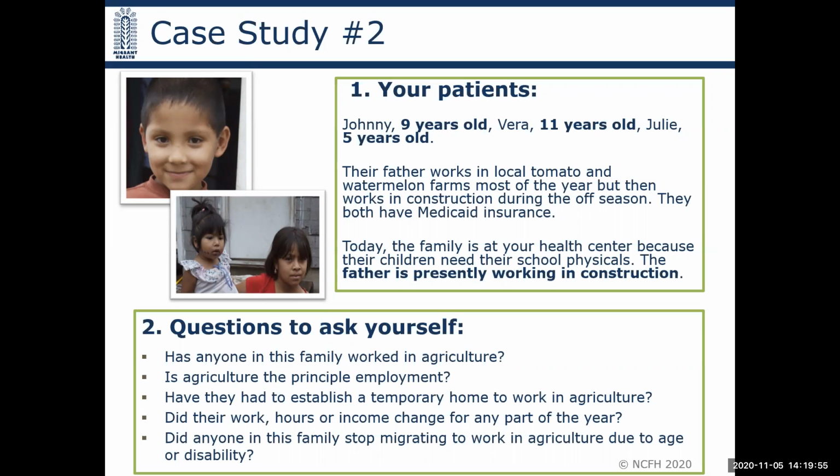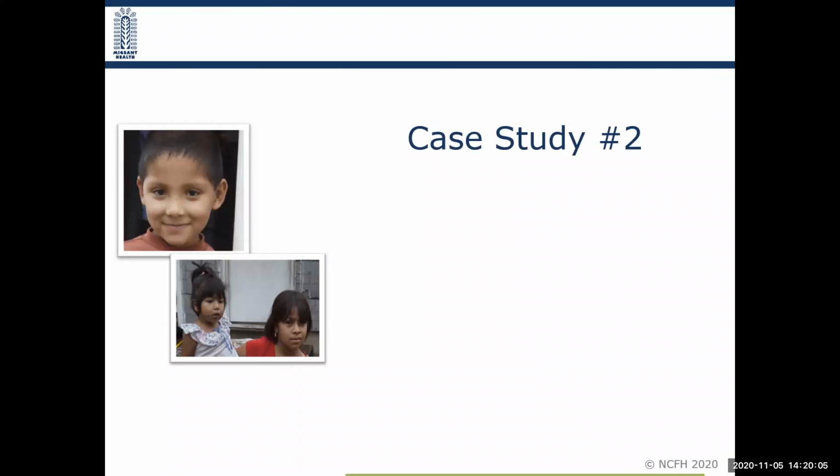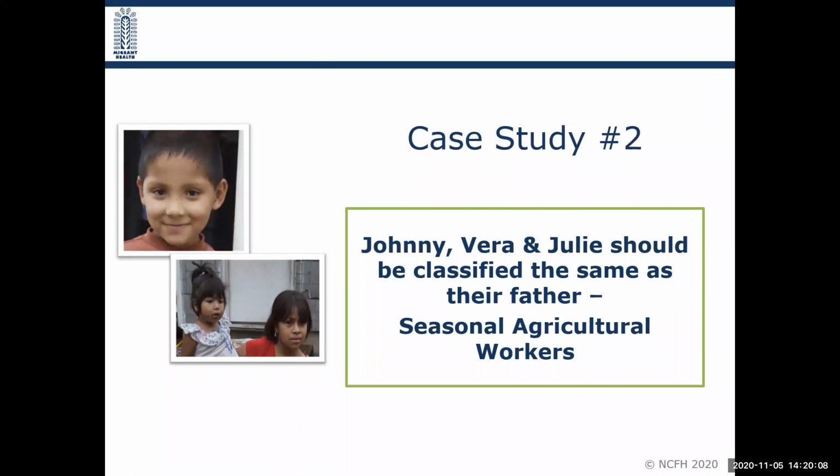Okay, so the majority of you did respond seasonal agricultural worker, and we had one that responded migratory. Johnny, Vera, and Julie should be classified the same as their father. So they would be classified as seasonal agricultural workers, and you would report them as seasonal in UDS. The dad works locally, so he's not establishing a temporary home to work in agriculture, and he works seasonally. In the off season, he's working in construction.